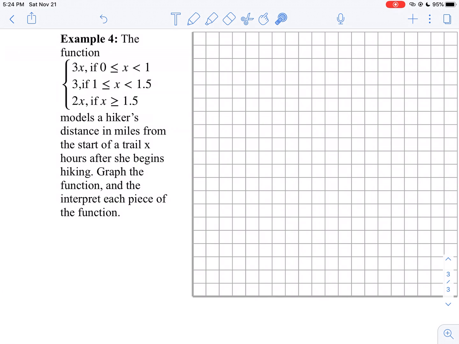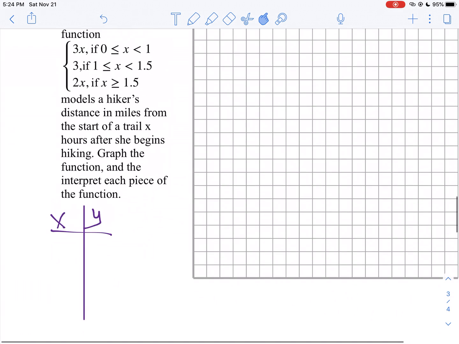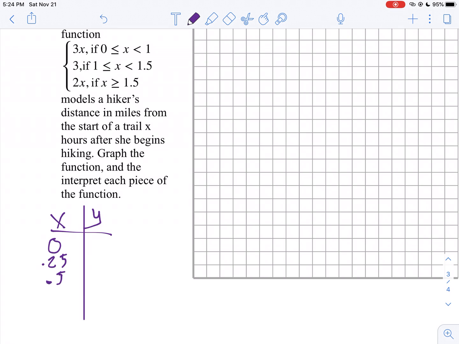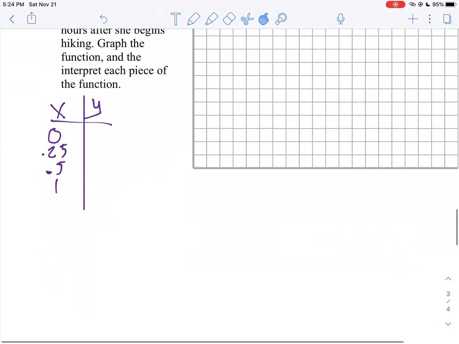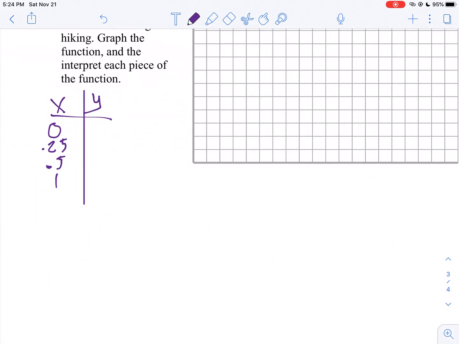We're going to make a table again. On this table, I'm going to count by 0.25, at quarters, because I see 1.5 as my cutoff point, so I want something a little bit smaller than that. So I'm going to start at 0. I'm going to go 0.25, 0.5, 0.75. Whoops, I can't count, can I? It's 0.75, then 1.